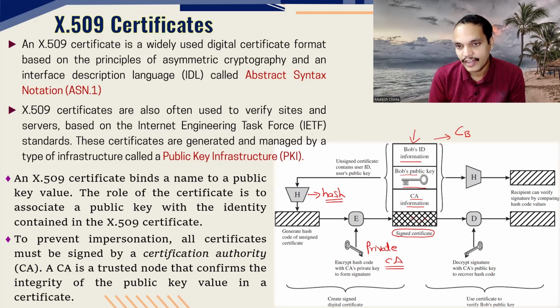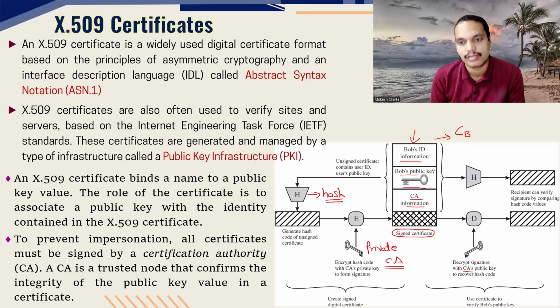What it will do is, it will once again calculate the hash of this certificate over these three values. It will calculate that hash because the public key of the certificate authority is known to everyone.